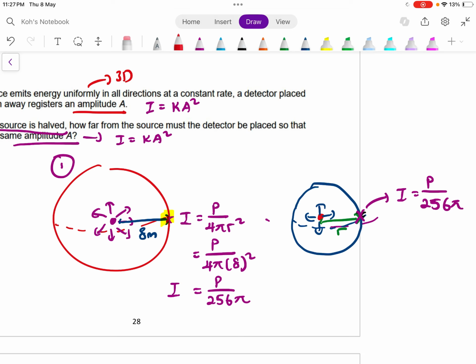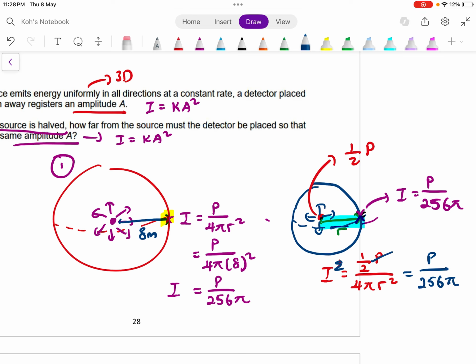Okay, so based on this, I look at this distance. Let's call this the new distance, let it be r, and the new power, let it be half P. So my new intensity, I prime, must be equal to half P over 4 pi r squared, where I do not know r, so I want to determine r. They say it must be the same intensity, which means that this whole thing right here must be equal to power over 256 pi.